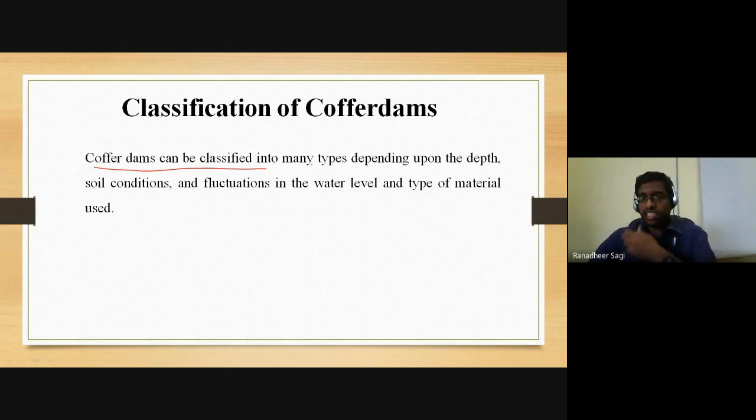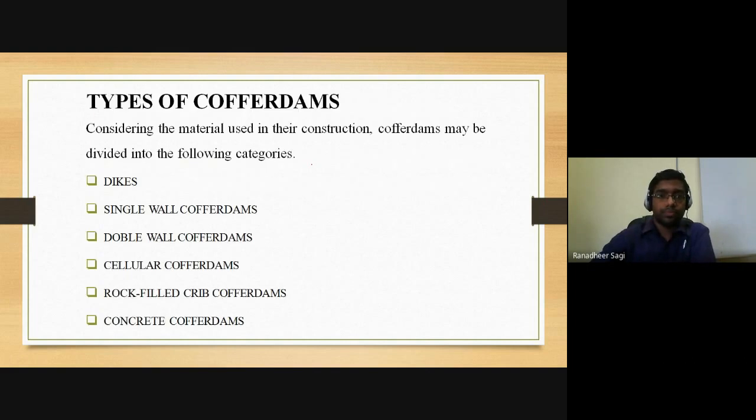So in such cases, if you are using a timber material, I may not be able to go for large heights to which the cofferdam construction can be taken up. If I am going for an RCC material, I can go for relatively larger heights. If I am using steel material, I can go for relatively larger heights to which your cofferdam construction can be taken up. So it depends on what type of material you are using in the construction of that particular cofferdam. Typically your cofferdams are classified based on the depth, based on the material, and based on other aspects of water fluctuation.